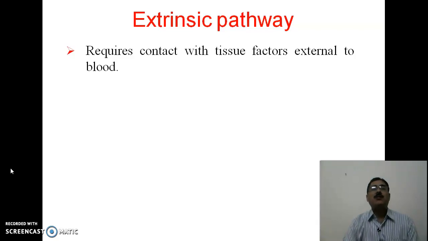Now, the extrinsic pathway actually requires contact with the tissue factors external to the blood. Hence, it is known as the extrinsic pathway.